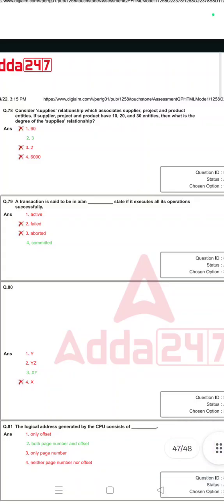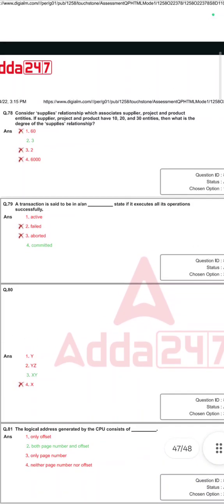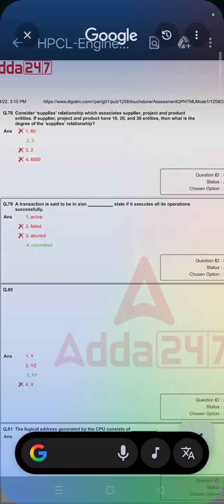A transaction is said to be in a dash state if it executes all its operations successfully and commits.